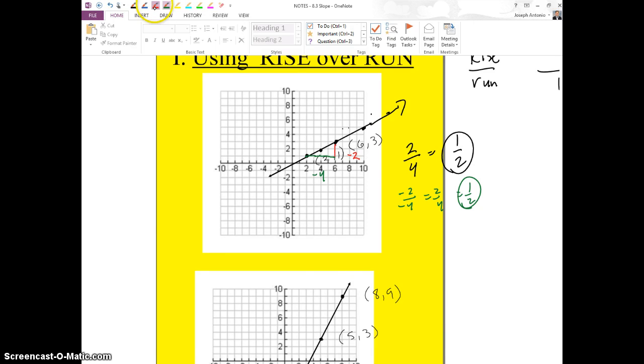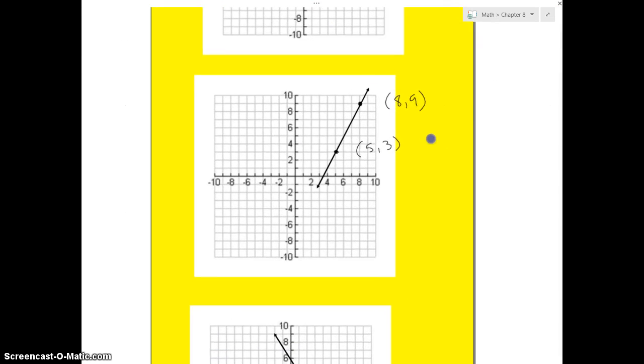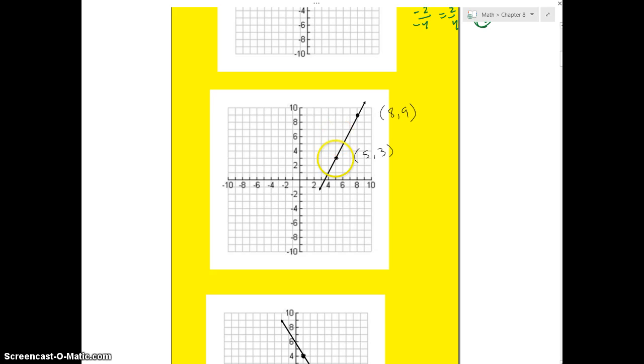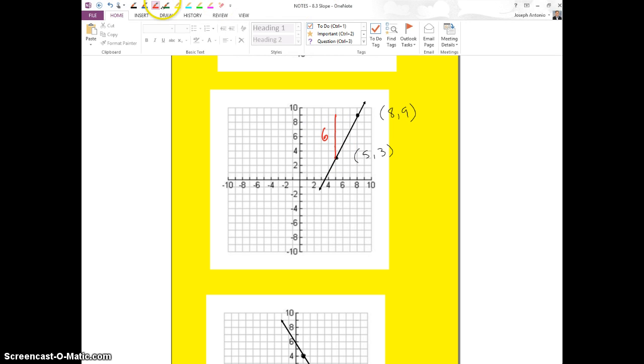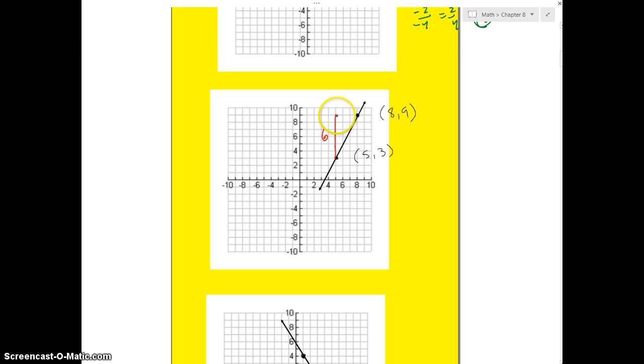Let's take a look at the next problem. Okay, let's take a look at this graph. If we start at this point right here, let's move to the other point. We go up 1, 2, 3, 4, 5, 6. So we go vertically 6. That's our rise. And how much do we run? Well, we go 1, 2, 3, like that.